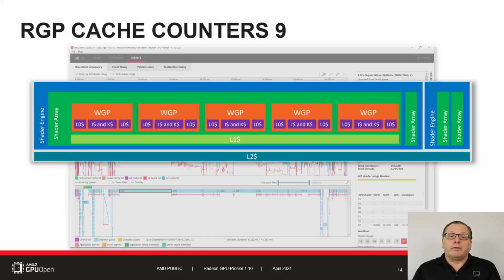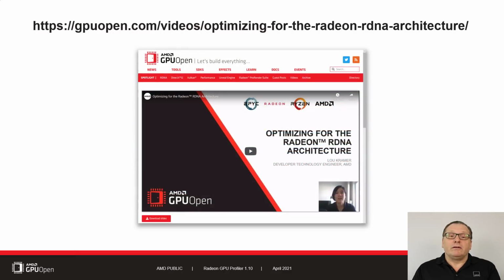Within each workgroup processor, 2 L0 caches are used, one for each of the 2 compute units. The L1 cache serves all workgroup processors in a shader array, and the L2 cache serves all the shader engines. To find out more about how to optimize your shaders for the RDNA architecture, check out the Optimizing for the Radeon RDNA Architecture video on GPU Open.